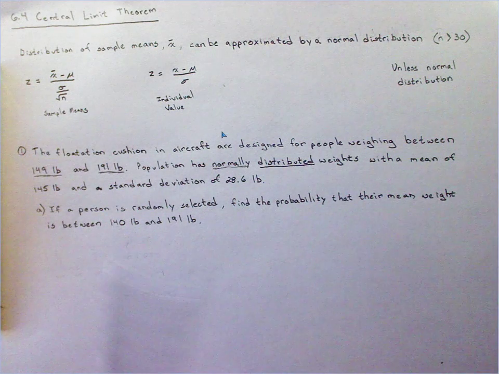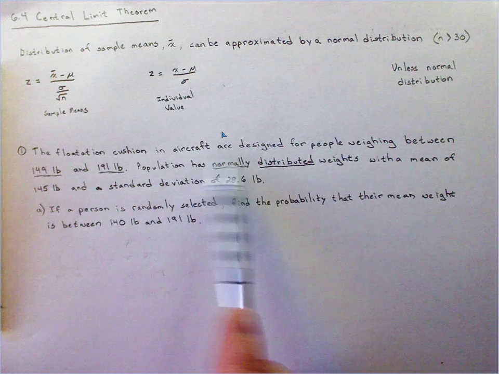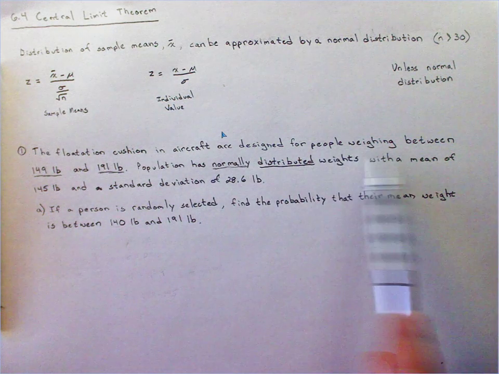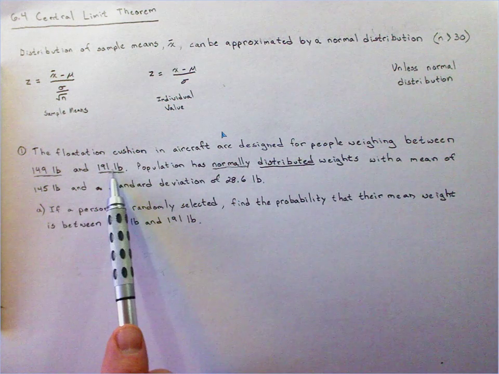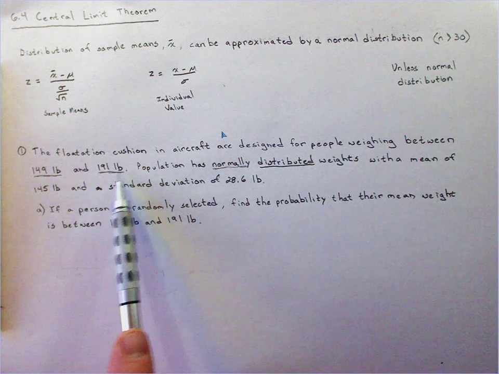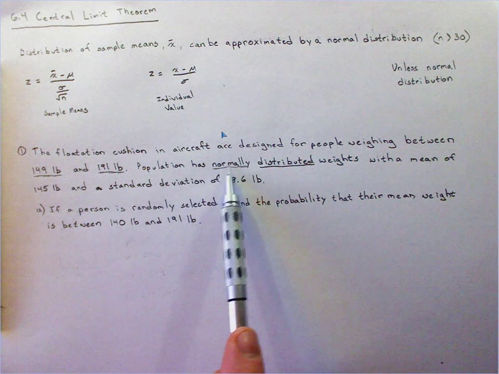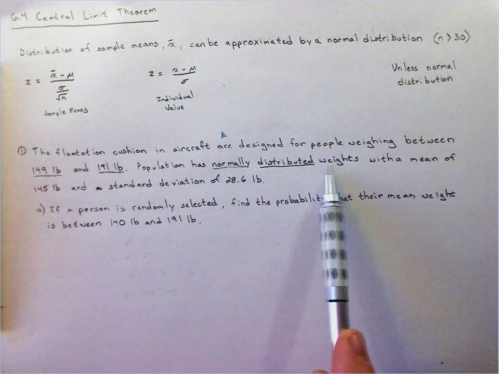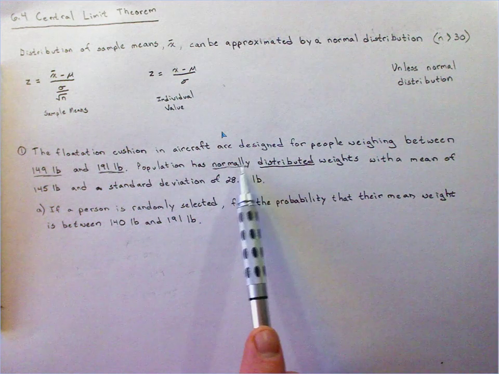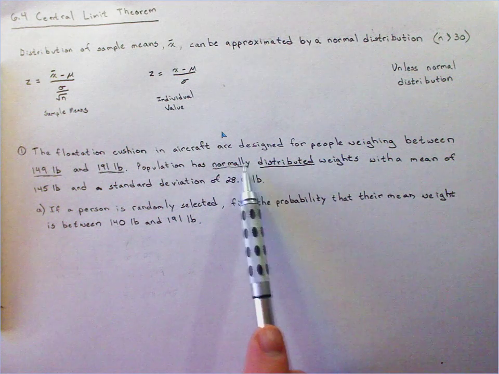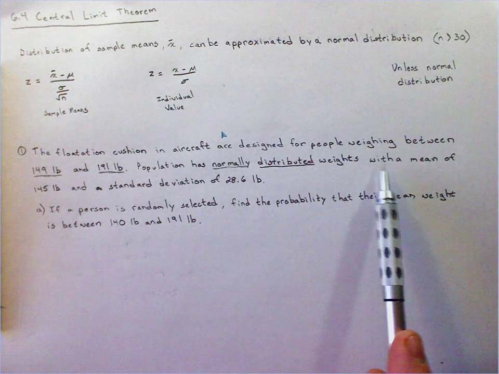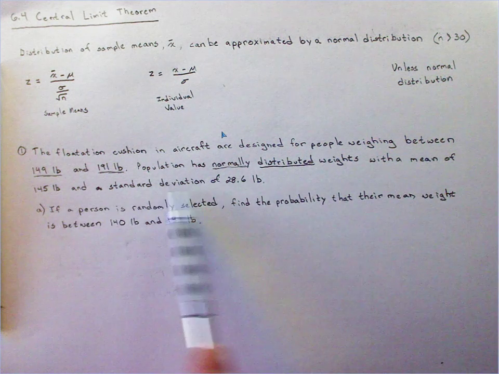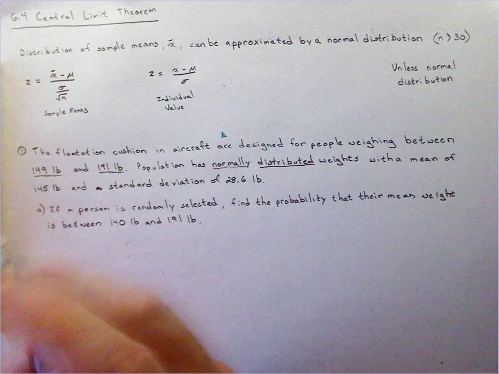So here's our problem. The flotation cushions in an aircraft are designed for people weighing between 149 and 191, that's in pounds. The population has normally distributed weights. That right there tells us we don't need to worry about our sample size. With a mean of 145 and a standard deviation of 28.6.